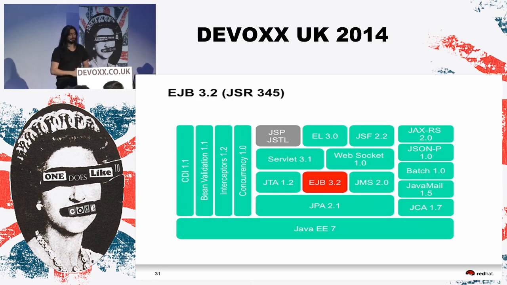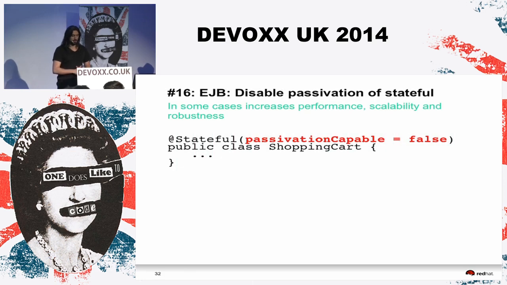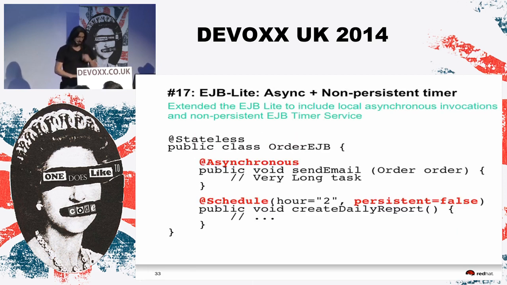EJB 3.2, nothing much. If you have a stateful EJB, you can say, don't passivate it. And the @Asynchronous annotation that existed in the EJB can now be used in EJB Lite. So nothing too exciting in the EJB landscape. The most exciting thing was taking the transaction management and putting it back in JTA.